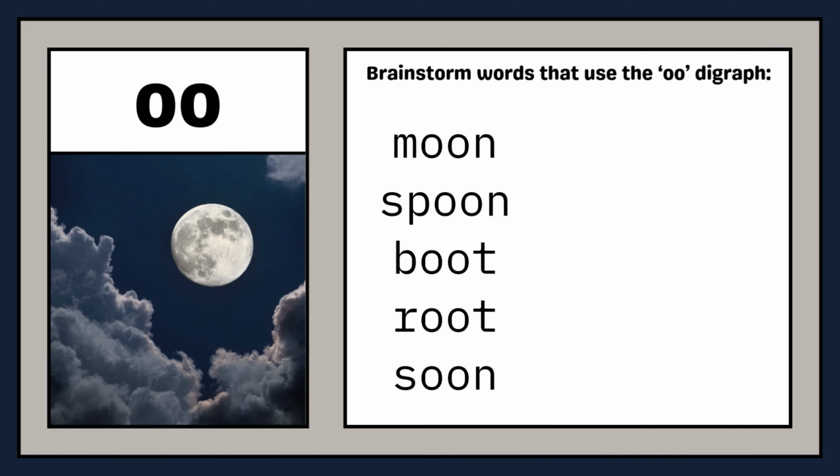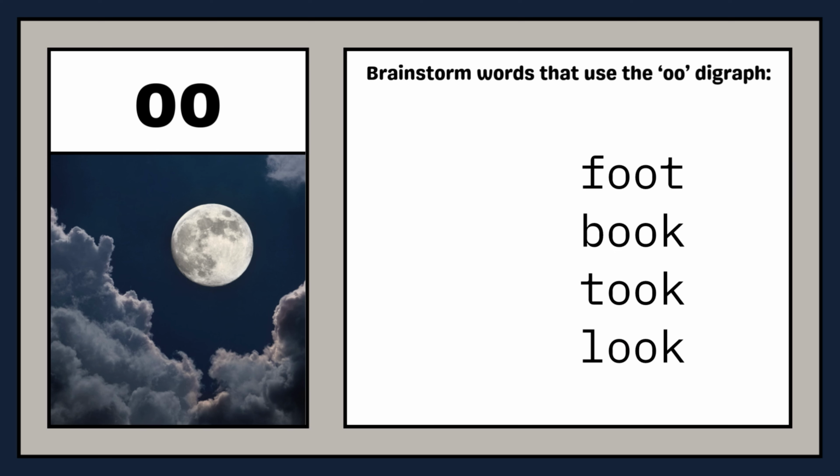OO makes two sounds. Oo as in moon, spoon, boot, root, soon, and oo as in foot, book, took, look.